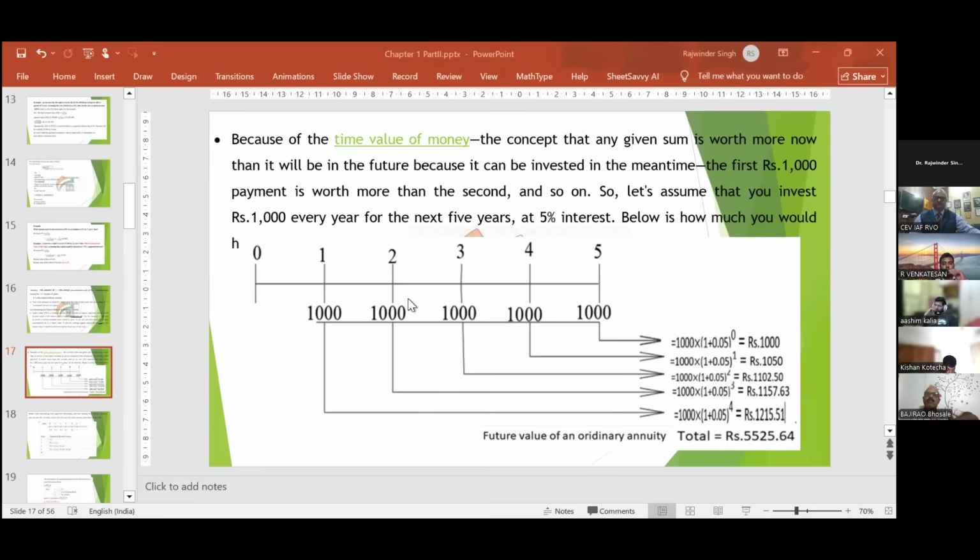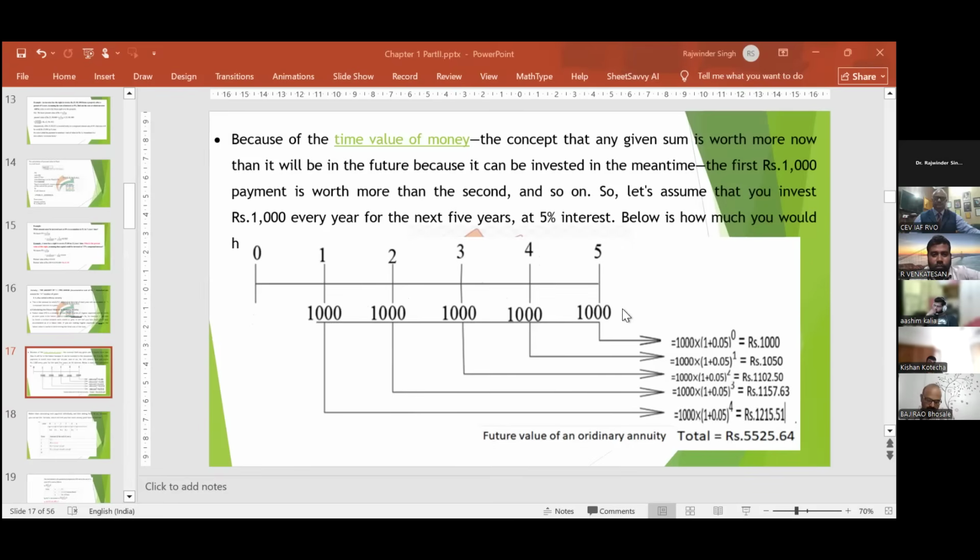In the ordinary annuity, at the start, no amount is to be deposited. At the end of first year, you deposit 1,000. At the end of second year, you deposit 1,000. At the end of third year, you deposit 1,000. At the end of fourth year, you deposit 1,000. And at the end of fifth year, you deposit 1,000 in the bank.